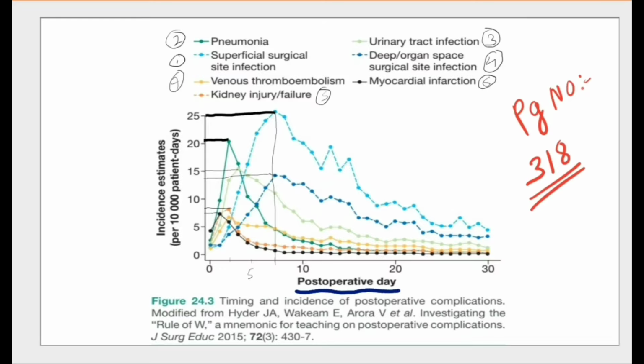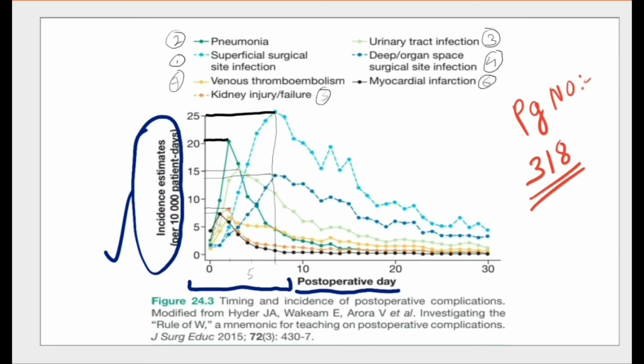Here post-operative days are given and incidence estimate in 10,000 population is given. When we look at this chart, we come to know that most of the complications occur within the first 7 to 8 days, and the most common post-operative complication is here. The incidence is 25 in 10,000 population, that is surgical site infection. The second most common complication is the green one, that is pneumonia, and the third is urinary tract infection, that is 15 in 10,000 population.